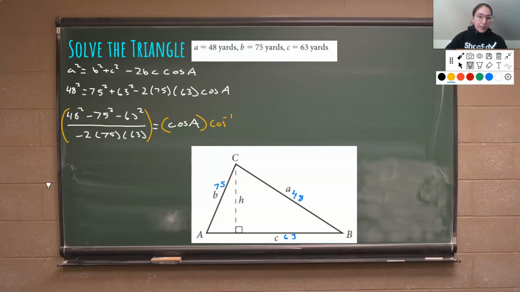Hit both sides of this by inverse cosine. I'm doing it this way because we can just shove it all into our calculator. So let's take inverse cosine of this big mess over here. Remember your parentheses. Put parentheses around the numerator and denominator.